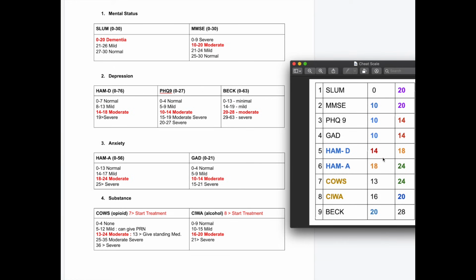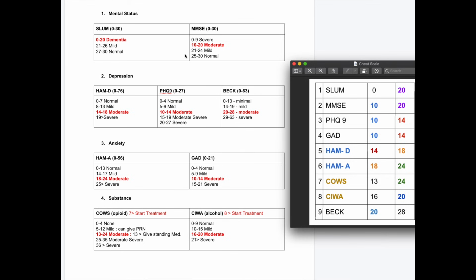The cheat sheet, that cheat scale, basically all the moderates that I just showed you the trick to learning. You have SLUMS, which is 0 to 20. It's for dementia, because the lower the number, the more severe it is for SLUMS, for mental status. That's the same thing with MMSE. The MMSE is 10 to 20, and the lower the number, the more severe. 0 to 9 is severe.